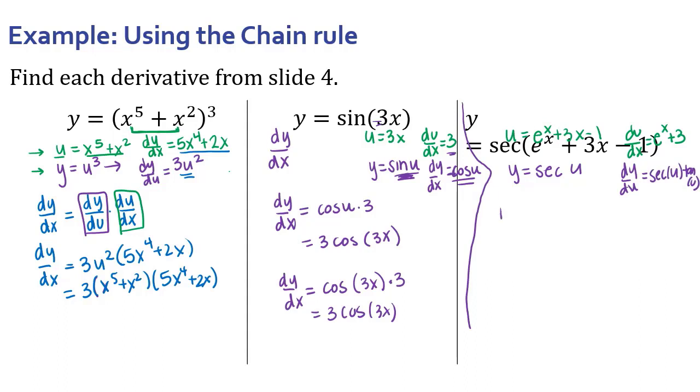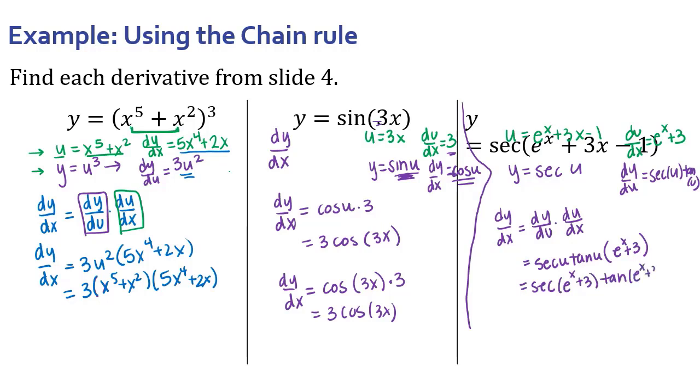Okay, so the derivative of this entire function, using that chain rule, so again, that formula is dy/dx, the derivative of the outside with respect to the inside, times the derivative of the inside with respect to x. Okay, so that's going to give me secant u tangent u times e to the x plus 3. So now we need to substitute in what that u is. So secant of e to the x plus 3, tangent of e to the x plus 3, all times e to the x plus 3.